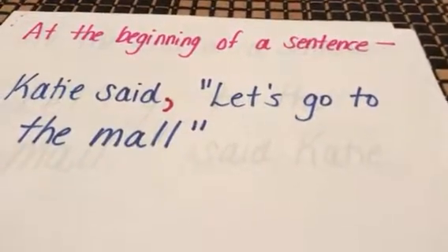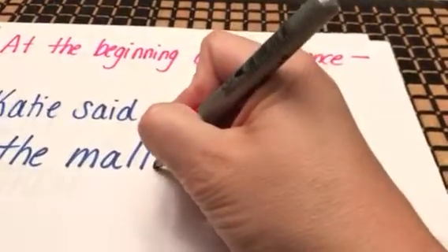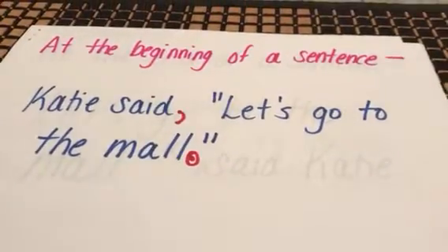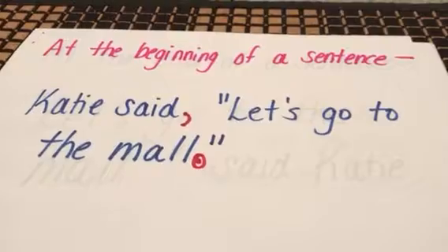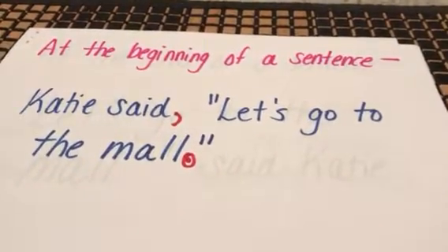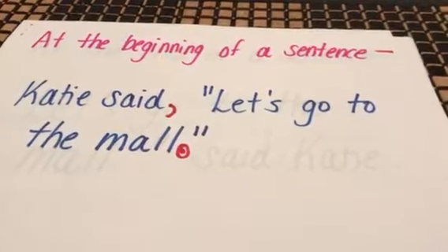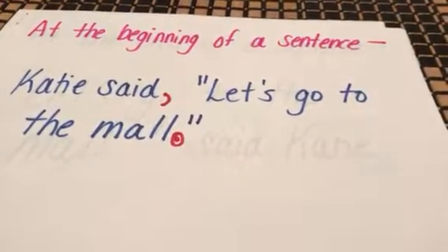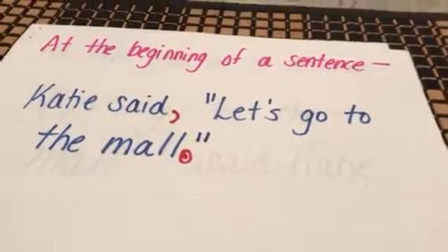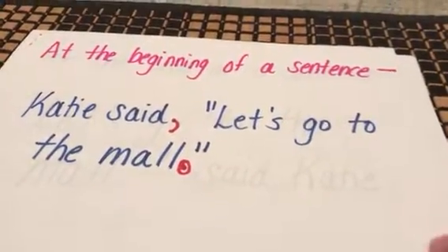That is also a sentence. So therefore, I need a period at the end of that sentence. So to correctly punctuate the dialogue, I need Katie said, comma, quotes, let's go to the mall, period, end quotes. Notice that my period is inside the quotes. Take a moment, pause the video, and go ahead and do yours.